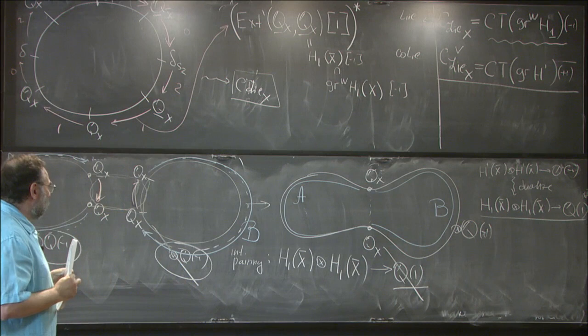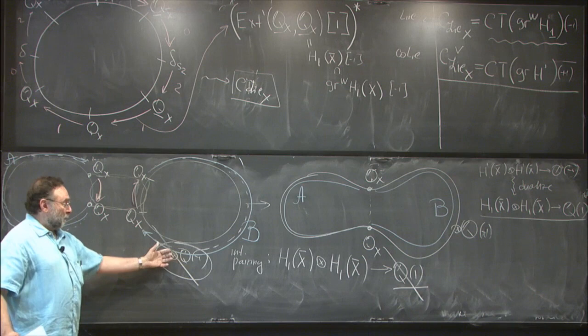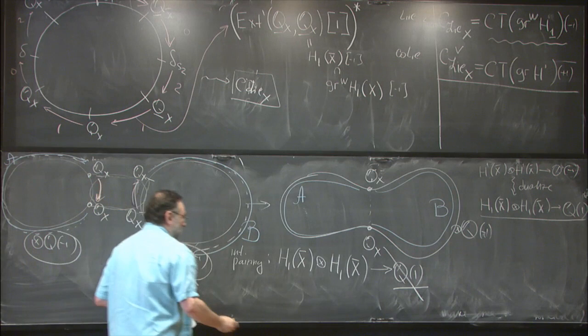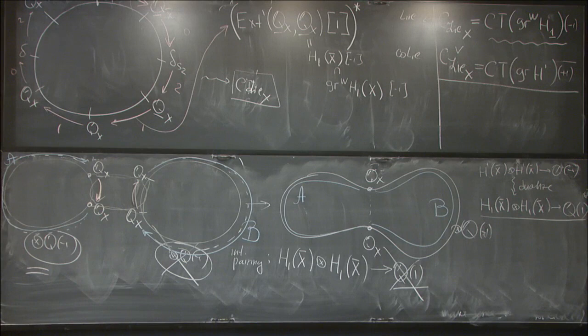No, you have Q of minus 1 here, and you have Q of minus 1 here. But the intersection pairing goes to Q of plus 1. So now I pair this and that, and I get just Q. I can do that, so I cross them out. So I'm left with one of them, this one. OK? So I got at least some bilinear map between the spaces.